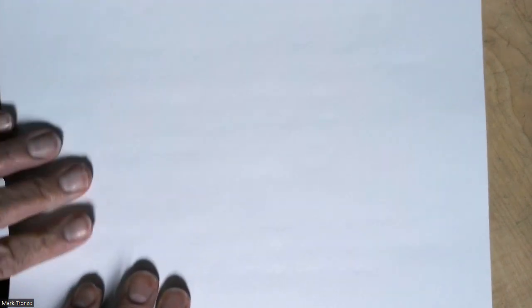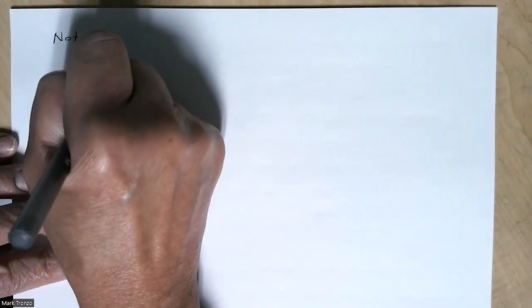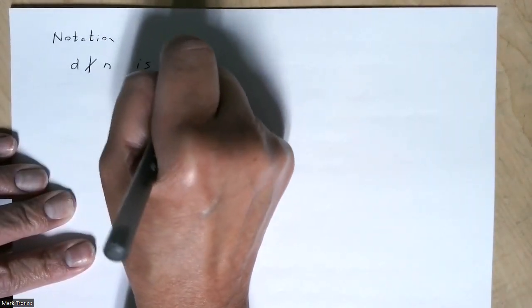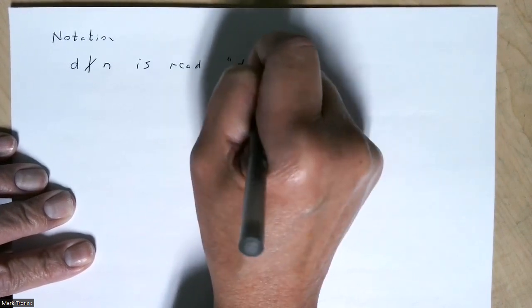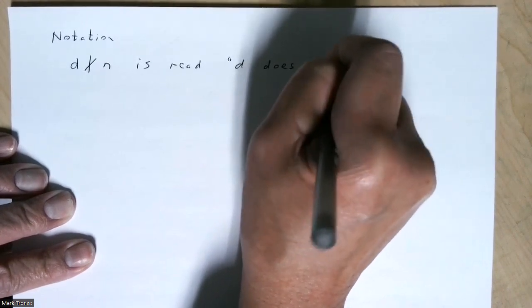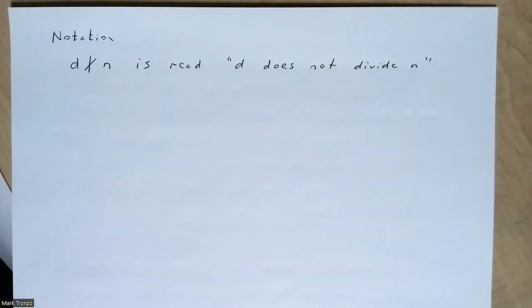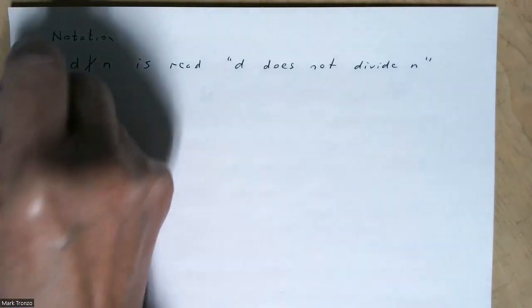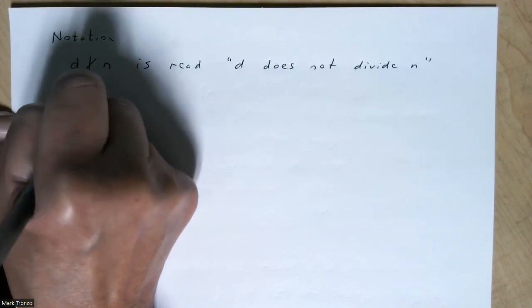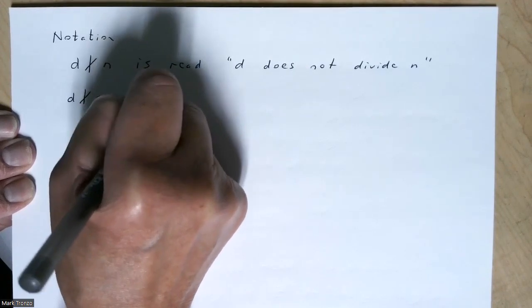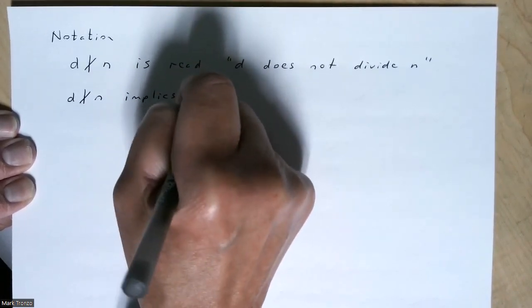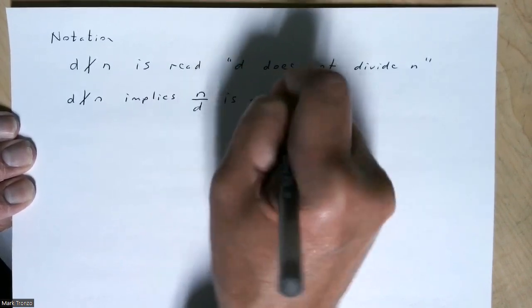And so then there's other notation. We can say D with a slash through the vertical line and N is read, D does not divide N. And furthermore, when you have something like this, it implies N over D is not an integer.